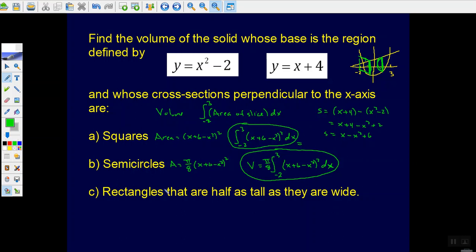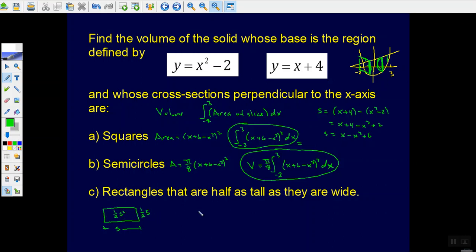Okay, the last example is rectangles that are half as tall as they are wide. Let's actually draw a picture of such a rectangle here. So if it's a certain distance across, let's call that S this time. In our diagram, that again is the distance of the slice right there. And so then this height would be 1/2 of that. And if you think about the area of a rectangle being base times height, the area of that rectangle would now be 1/2 S times S, which would be 1/2 S squared.